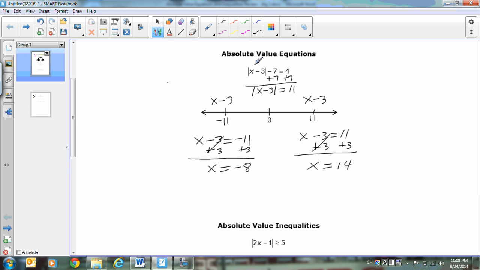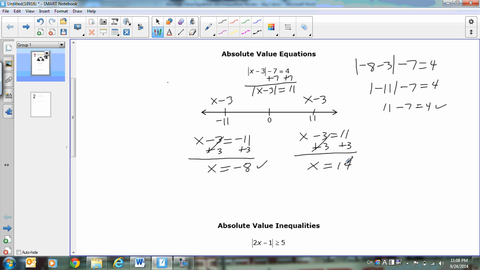When I plug it in right here, I would have the absolute value of negative 8 minus 3, finish that absolute value symbol, minus 7 is equal to 4. So all I did is I took this solution and plugged it right in for x. Now let's simplify so we have a true statement. Negative 8 minus 3 more would be negative 11 inside that absolute value symbol. All right. And then the absolute value of negative 11 is positive 11. And 11 minus 7 is equal to 4. That's a true statement, so we know this solution is right.